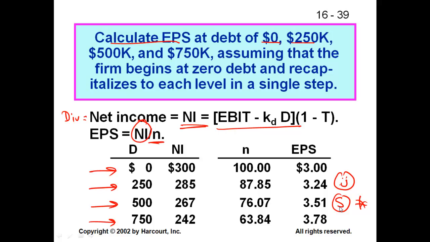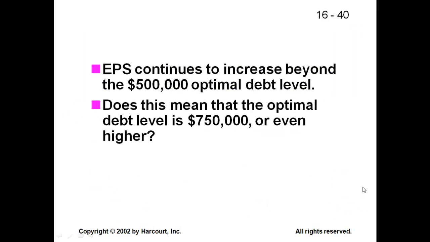So what this illustrates is that while in general EPS and value of the share might go up together, that's not always the case. At times the two might diverge, in which case obviously you are focused on maximizing the value of the company, i.e. value of the share. So this is just illustrated. EPS continues to increase beyond the 500,000 optimal debt level.